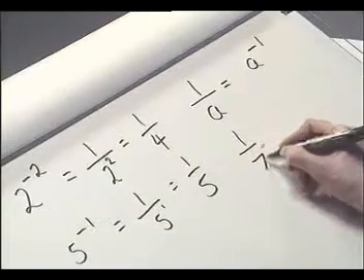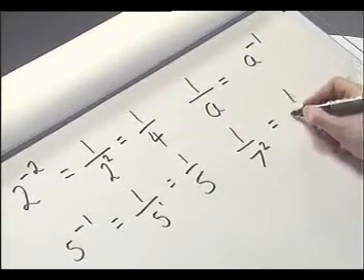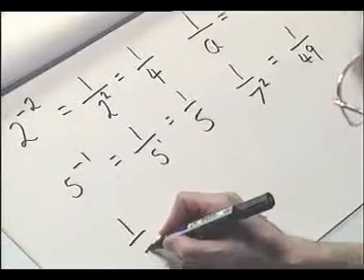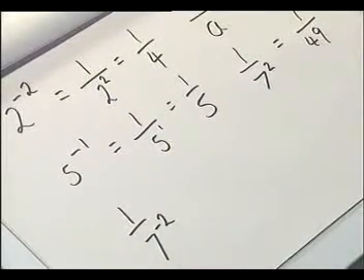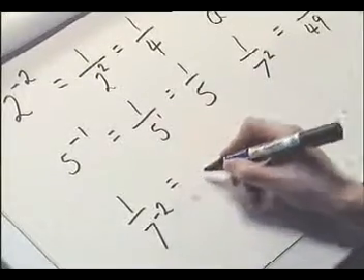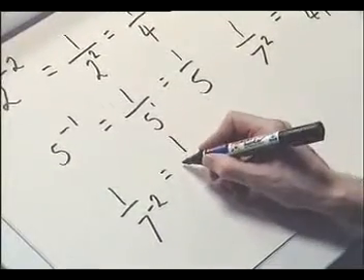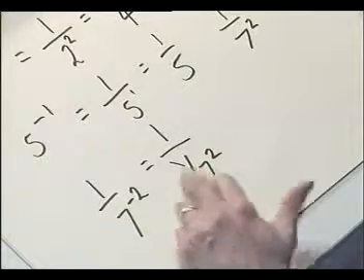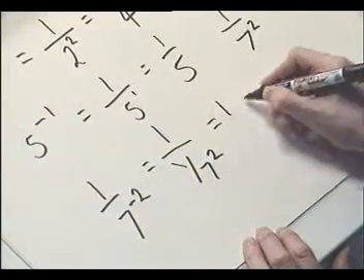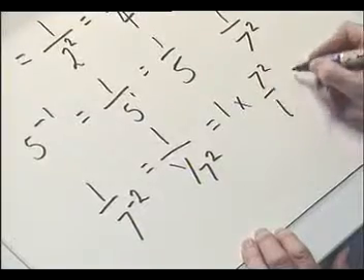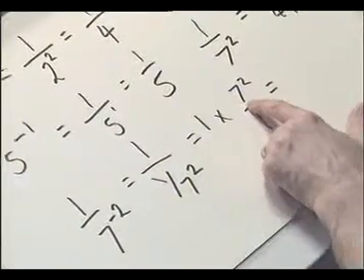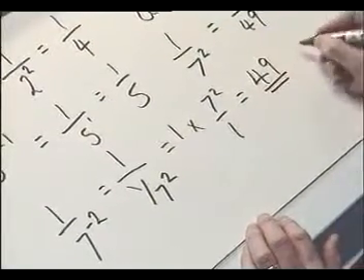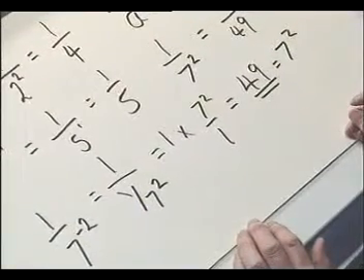1 over 7 squared would be 1 over 49. But what about 1 over 7 to the minus 2? Minus 2, remember, means 1 over 7 squared. So this is 1 over 1 over 7 squared. And here we're dividing by a fraction. And to divide by a fraction, we know that we invert and multiply. And so 7 times 7 is 49, times the 1 leaves us with 49, or just 7 squared.